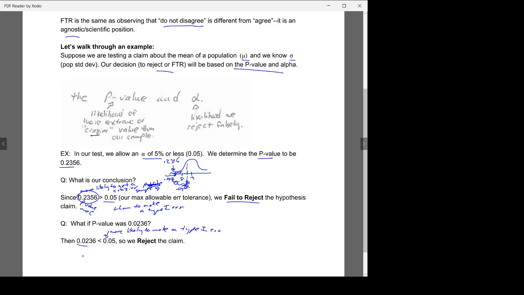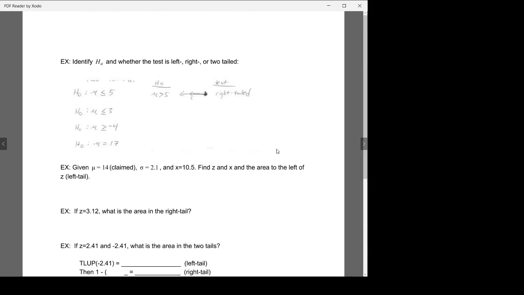We're not likely to get a crazier one, or a sample was out there far enough. If you're more likely to have a type 1 error, then we reject the claim. If you're more likely to get a crazier value, you fail to reject. Or if you don't like thinking through it all, then just say the p-value is bigger, fail to reject. The tolerance is larger, reject. And so let's just try a quick identify whether tests are left, right, or two-tailed.